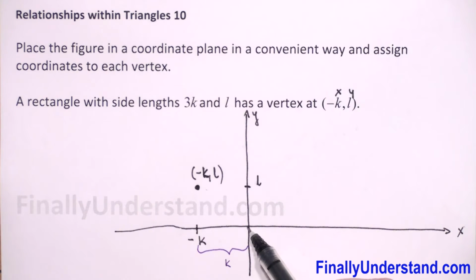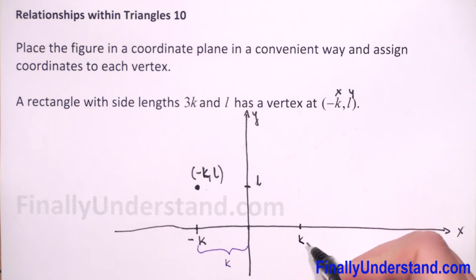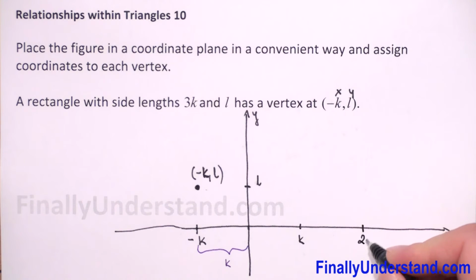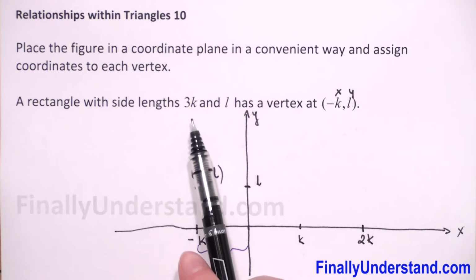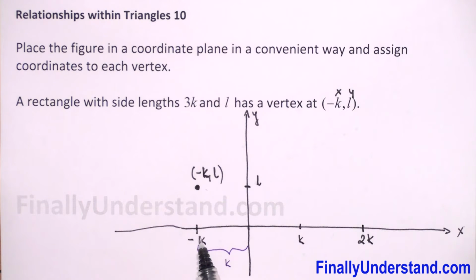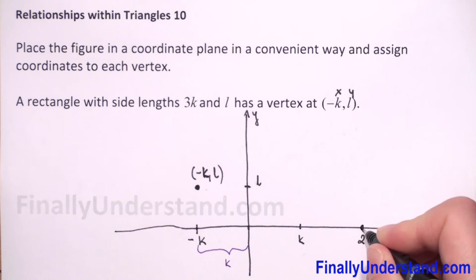So this is 1k. Here will be k. And one more, approximately here, will be 2k. So now I know that the length must be 3k. From negative k to 2k we will have 3k: 1, 2, 3k.